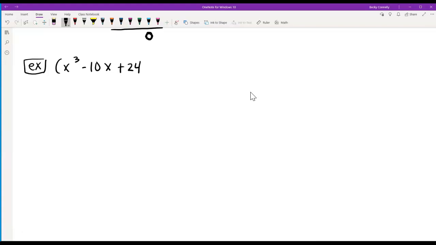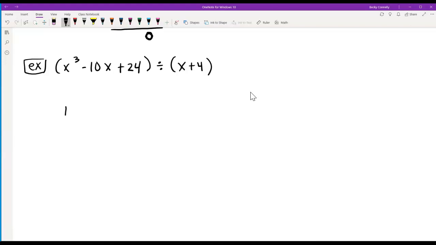And then we'll divide that all by x plus 4. All right, so we can see that it's in descending order, but we are missing the x squared term because it needs to be x to the third, then x squared, and then x, right? But we're missing that x squared term.